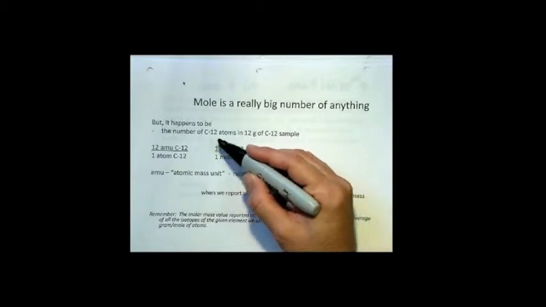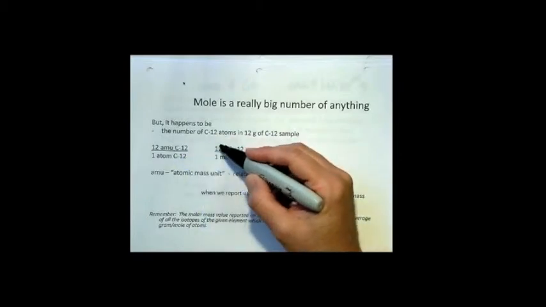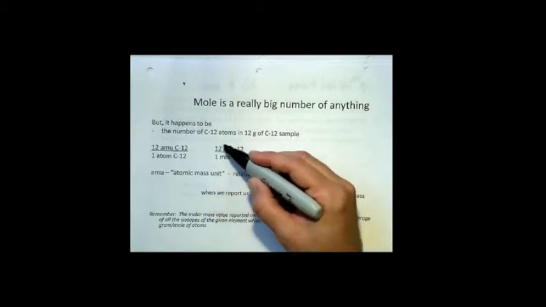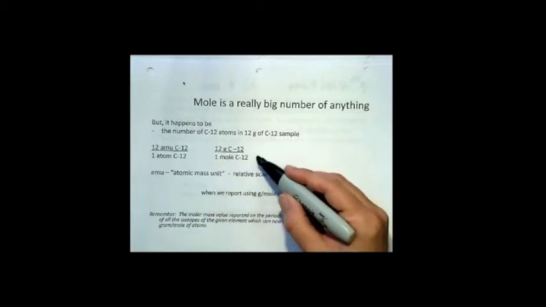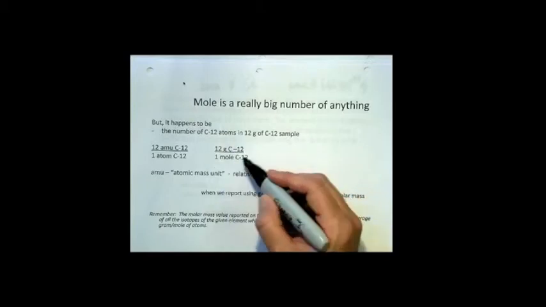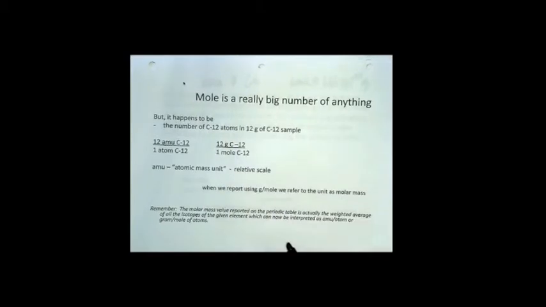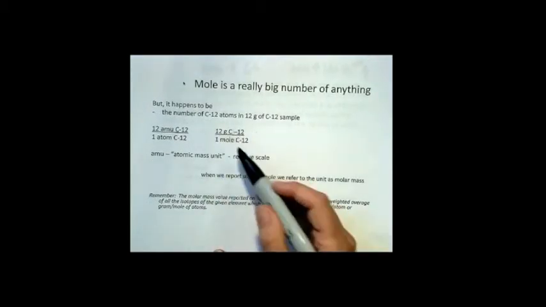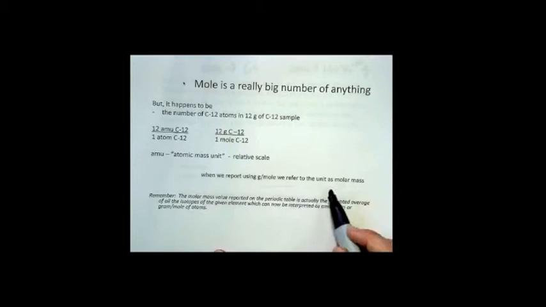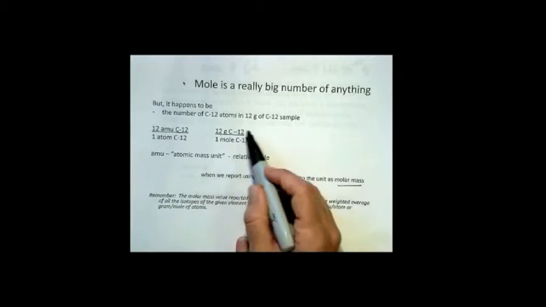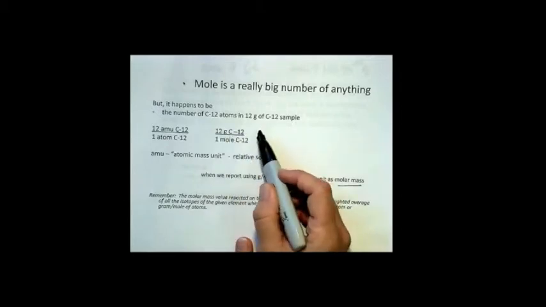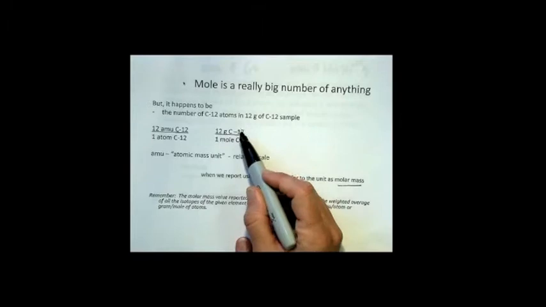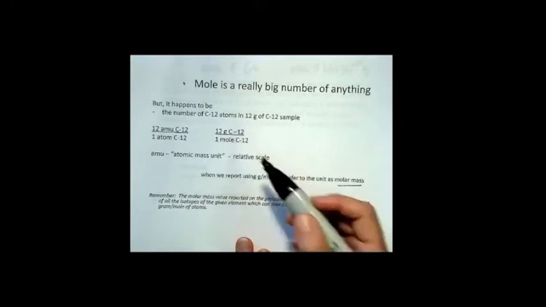So it's a way of getting from a microscopic unit to a macroscopic unit. We have to look at these atoms, molecules, compounds, and whatnot in terms of moles to get to a macroscopic scale. When we report masses in terms of grams per mole, we refer to the unit as the molar mass of the atom. If we're talking about the individual atom, we'd say it's 12 atomic mass units in the case of carbon-12. But if we're talking about a collection, and that collection being 6.02 times 10 to the 23rd, or a mole of them, then we call that the molar mass, and the unit is grams per mole.